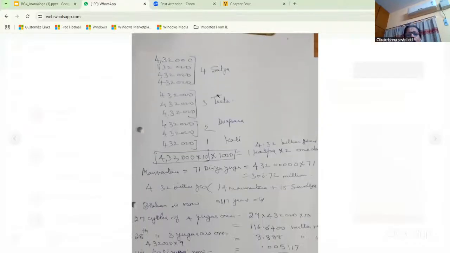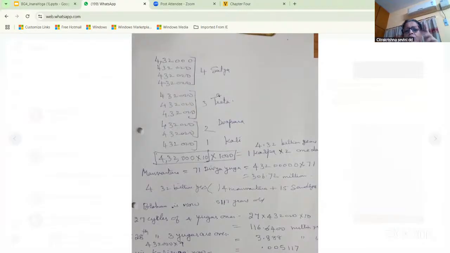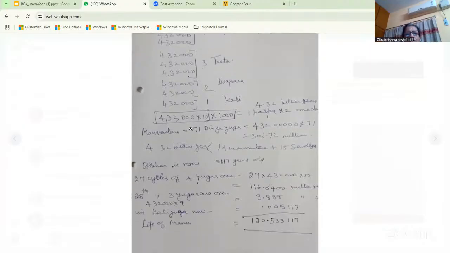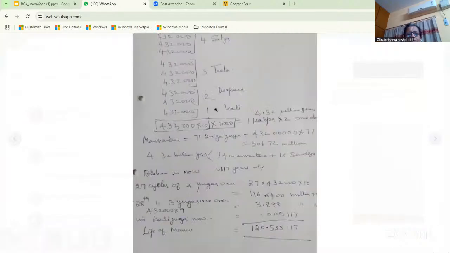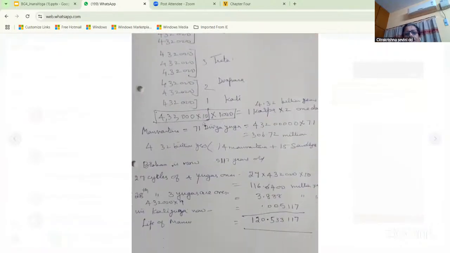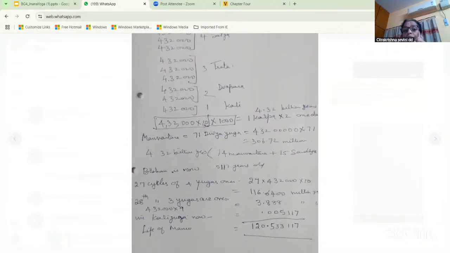So if you add all of these, 4 times, 3 times, 2 times, 1 time, it is 10 times, right? So see down, it is 4,32,000 multiplied by 10. That is one Chatur Yuga. All 4 yugas put together is 10 times of Kali Yuga. And multiplied by 1,000 is Brahma's 1 day. So you are able to understand now? 43,20,000 multiplied by 1,000 is Brahma's 1 day.